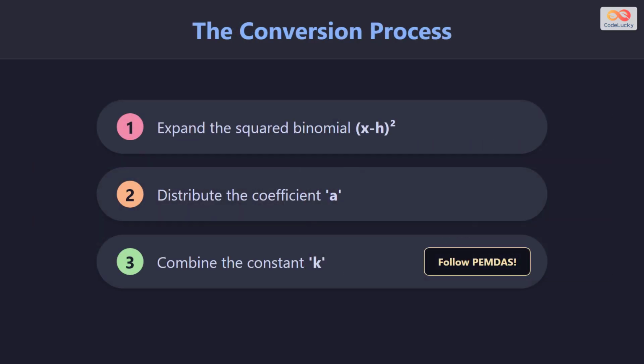To do this, we follow a specific order of operations, often remembered as PEMDAS. There are three main steps. Step 1, expand the squared binomial part. Step 2, distribute the coefficient into the expanded polynomial. Step 3, combine the constant k at the end. Following this order ensures we don't make calculation errors.